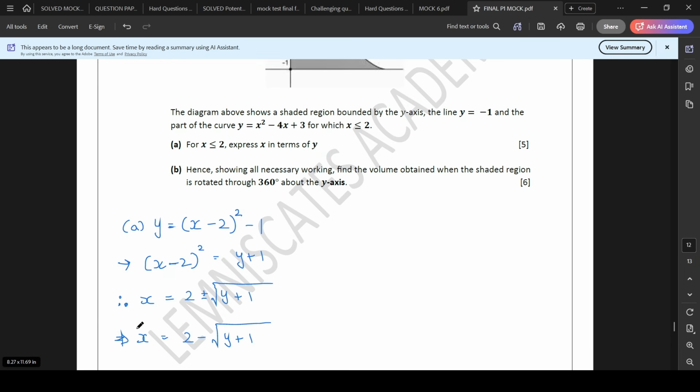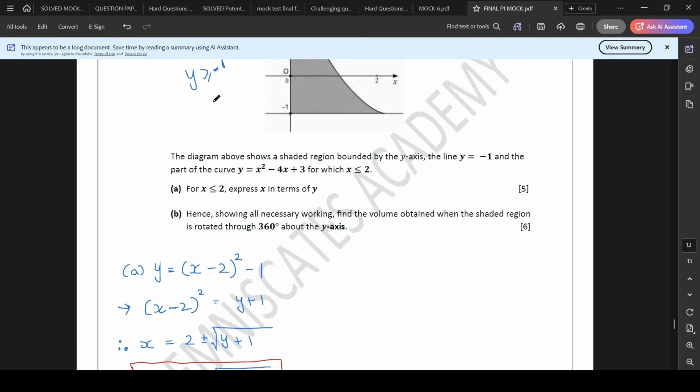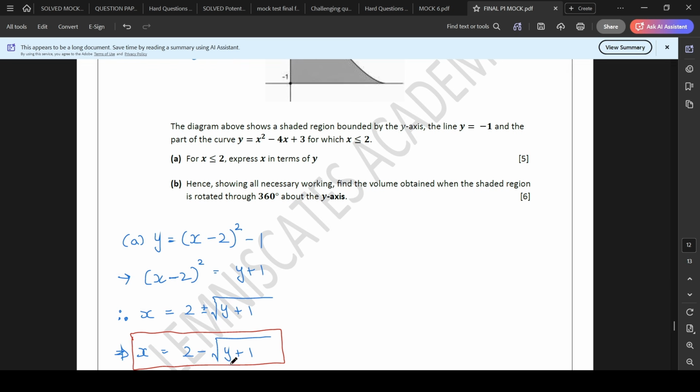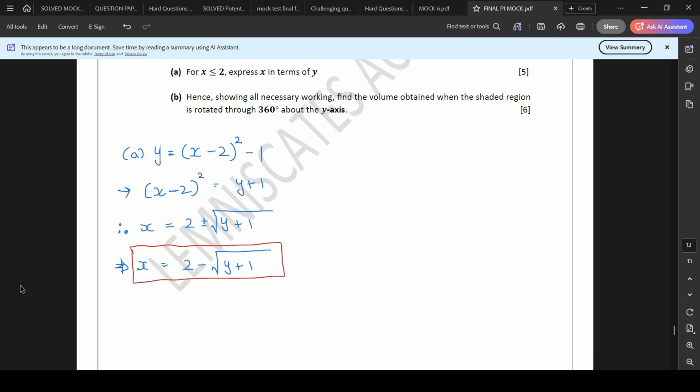For any one of you who had taken plus and minus both, clearly your answer was not correct. So here I can see that for my y to be greater than or equal to -1 and x less than or equal to 2, the negative sign of the square root makes the most sense. Now part B.